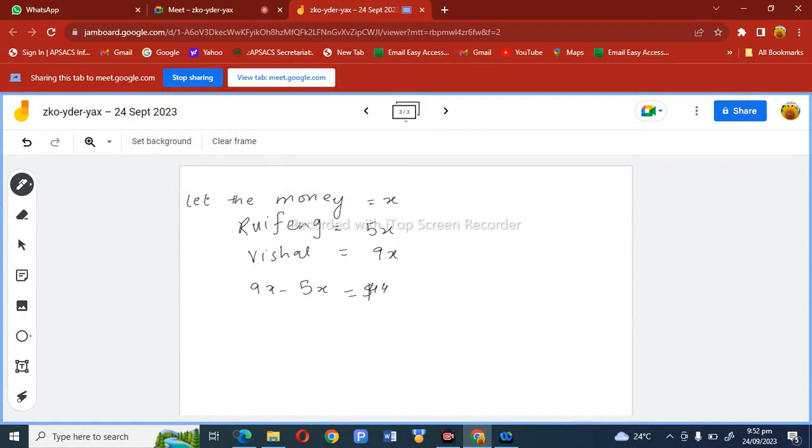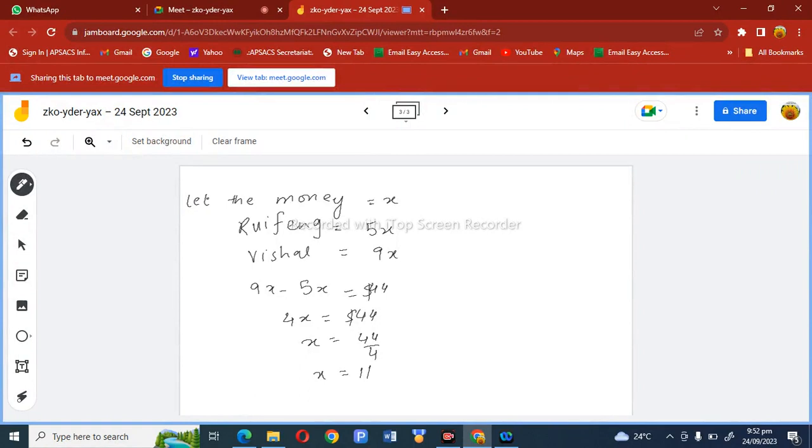So now you can simplify it. 9x minus 5x is 4x, equal to $44. Now this 4 is multiplying with x. When it will go to that side, you will divide it with 4. So the x is 11. Okay, x is 11 now. Basically at the start we assumed that the money is x, so we have found the money, that is x.